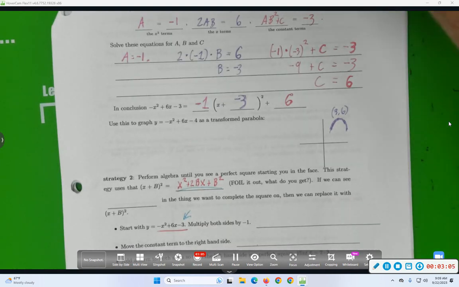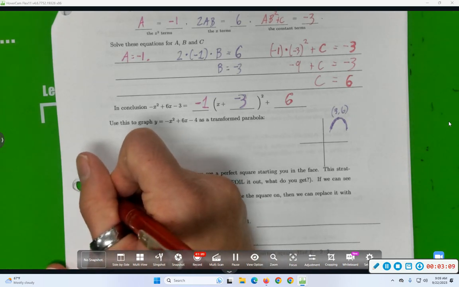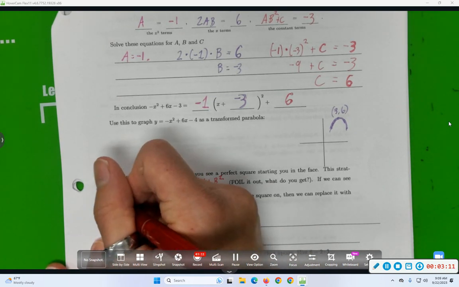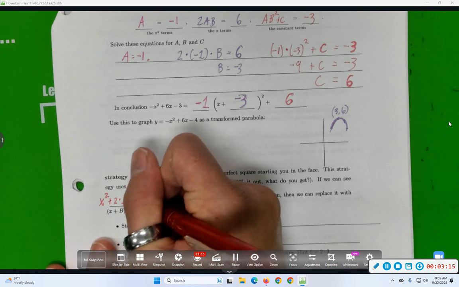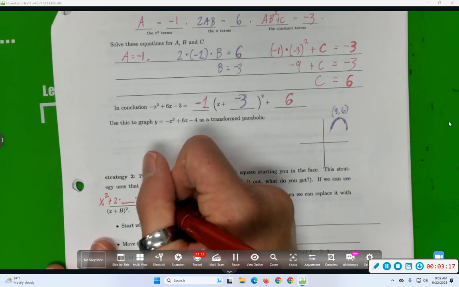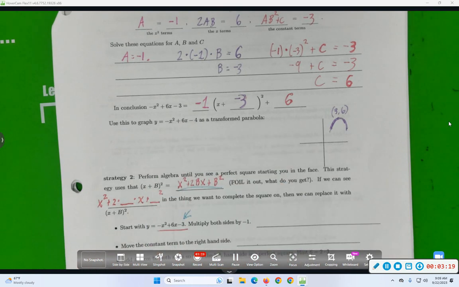So, what will I do? If I can see an x squared term plus 2 times something times x plus that same something squared on the right hand side, I can replace this by that perfect square. So let's try to do that. Here's the thing whose square I want to complete: negative x squared plus 6x minus 3.